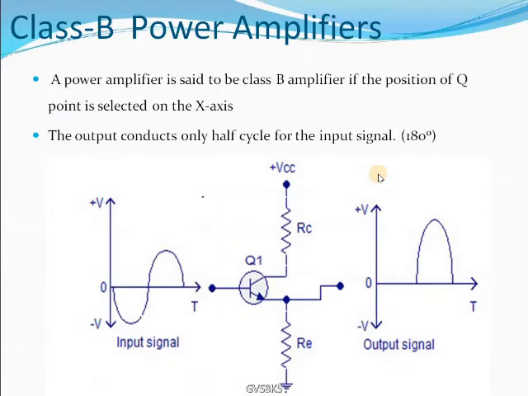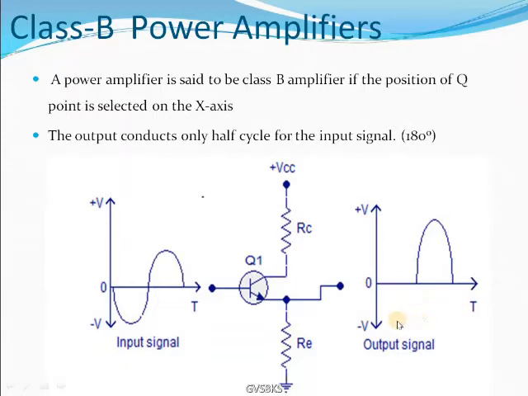Let us see a single-ended Class B circuit. In this circuit, only one transistor is used, an NPN type transistor, that is Q1. This is the input signal and this one is the output signal. If you observe the output signal, only one half cycle is reproduced at the output side, which means that only 180 degrees is reproduced and the remaining 180 is not. So the output is not a faithful reproduction of the input. This type of output signal is called a distorted signal.